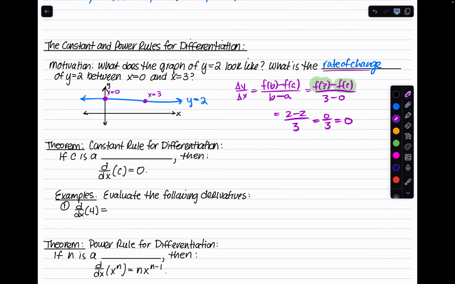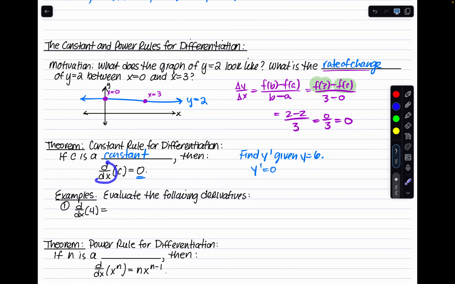And this is kind of a proof, a derivation, of why the constant rule for differentiation is true. If c is a constant, any constant, then the rate of change between two x values, any x values, is going to be 0. So if I say find y prime given y equals 6, then your answer is y prime equals 0.